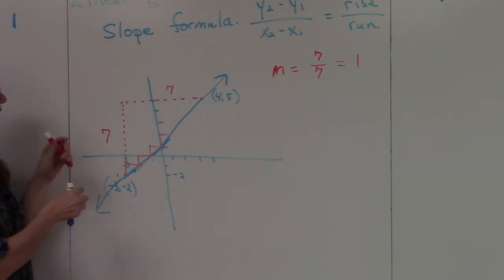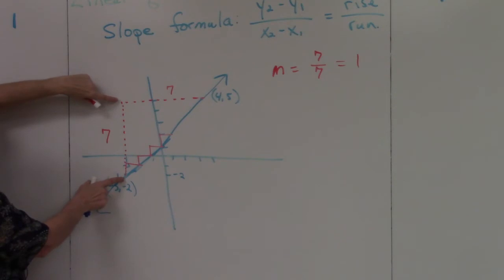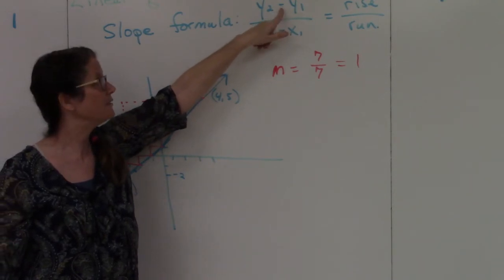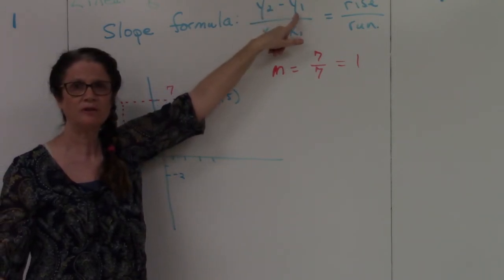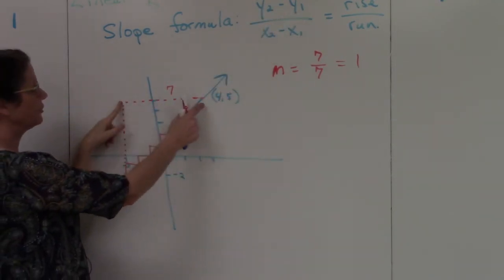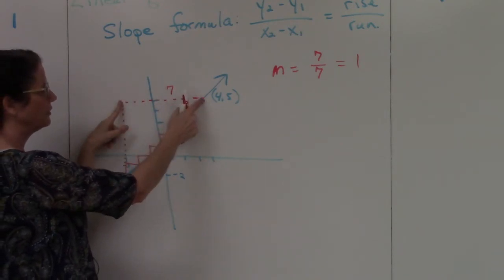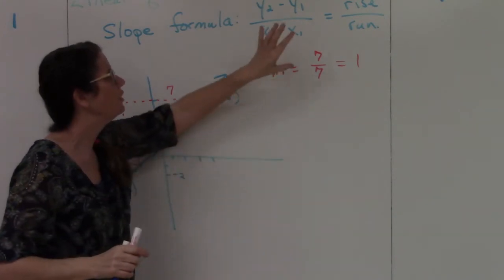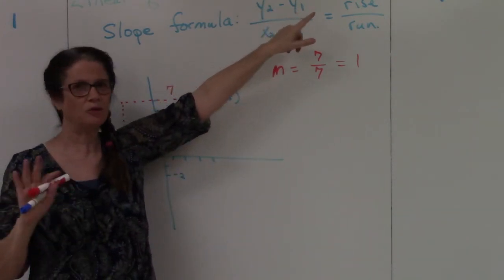So the slope formula, if you notice, for slope, for the rise, it's the difference in the y's, okay? So that's where this comes from. It's the difference of the 2 y values over the difference of the 2 x values, okay? So that's your x2 minus x1.